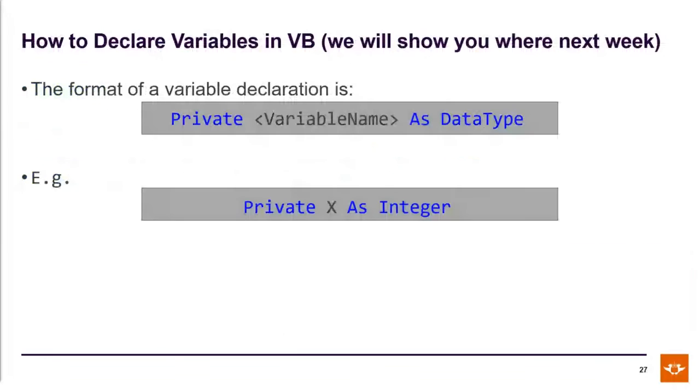No. Okay. So how do you declare variables in Visual Basic? We will show you this in your tutorial next week. But the format is you start with the reserved word Private. We'll get to why Private later on. Then your actual variable, what you want to call your variable, and then As, and the data type, whatever data type it is you're trying to declare. So the actual example would be Private x As Integer. Okay. Is x a good name?